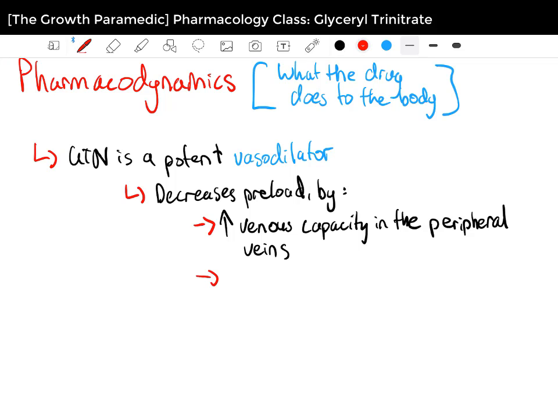Let's see. It reduces. Actually, let's change the color of that. I think that's a little better if we do that. So it increases venous capacity in the peripheral veins, and it decreases or reduces ventricular filling pressure.